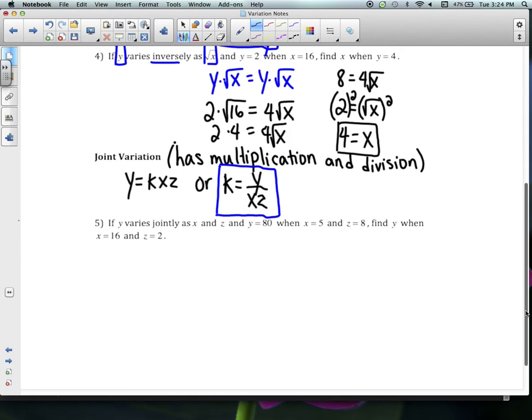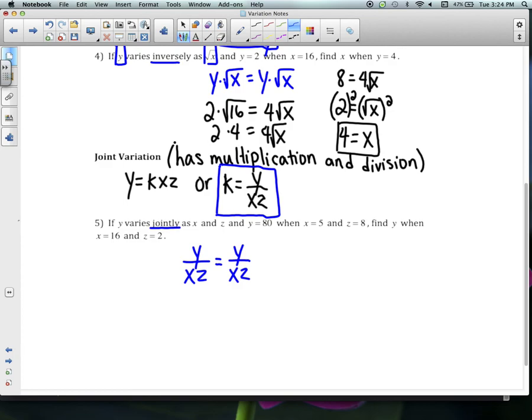This could also have squares and square roots and things like that as well, so be careful with that. We're just going to do one example here. This one says y varies jointly as x and z. Again, look for that keyword jointly. I always find it's good to write that setup first, even though it looks like you're just setting the same things equal to each other, because then it makes it easier to plug in from there.